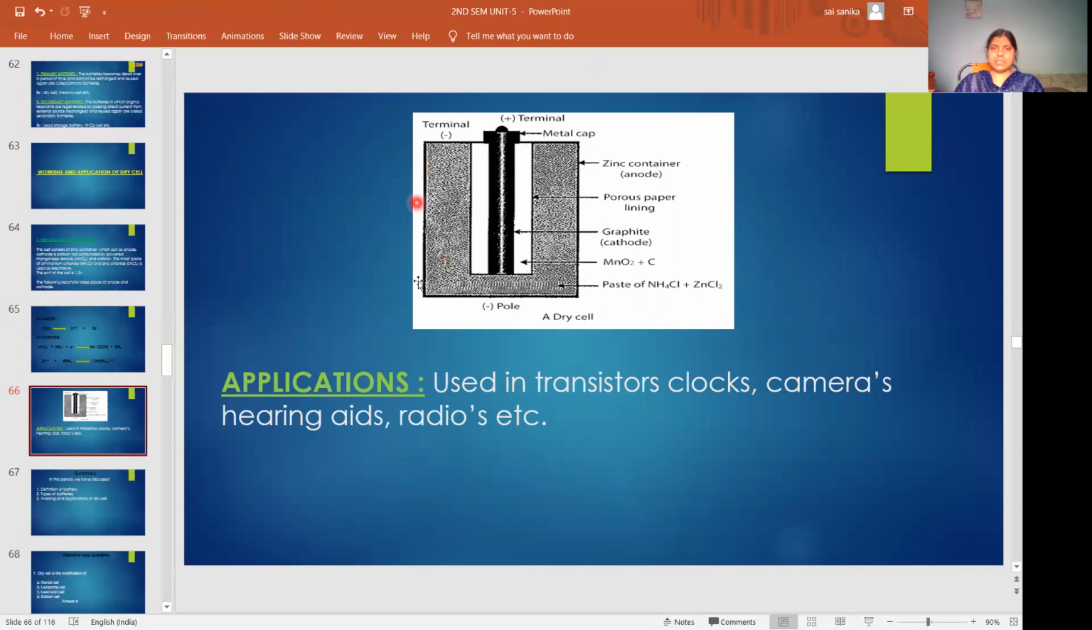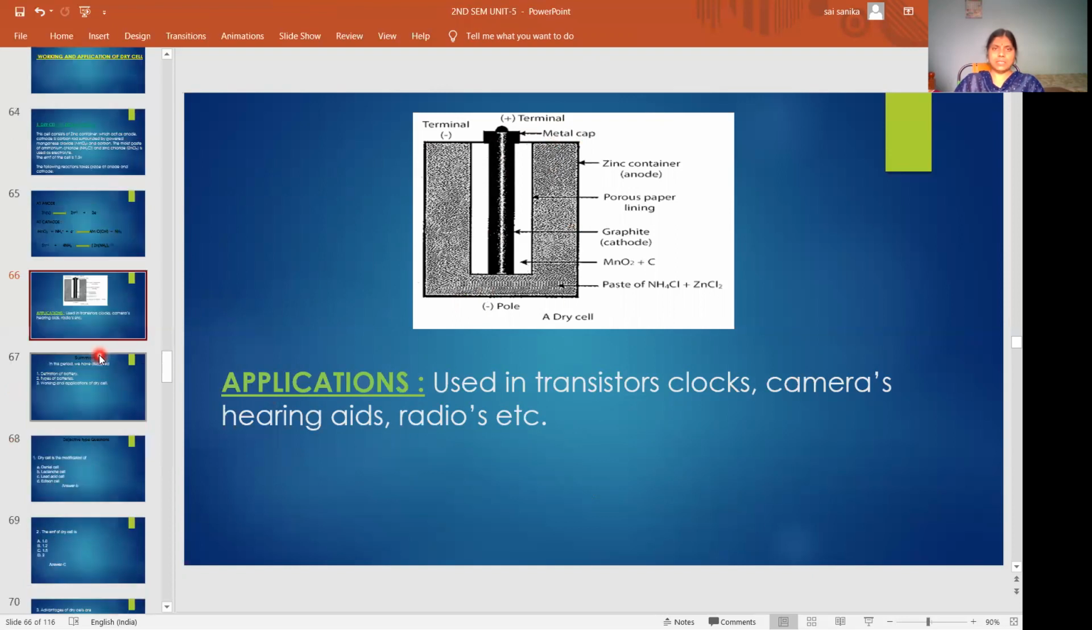This is the zinc container. Okay, so this is the anode. This is covered by manganese dioxide and carbon powder, and this is the paste of ammonium chloride and zinc chloride. So anode always negative sign, cathode always positive sign. Okay, so this is the primary cell. So what is the EMF of this cell? 1.5 volts, where it is used in transistors, clocks, camera, hearing aids, radios, etc.